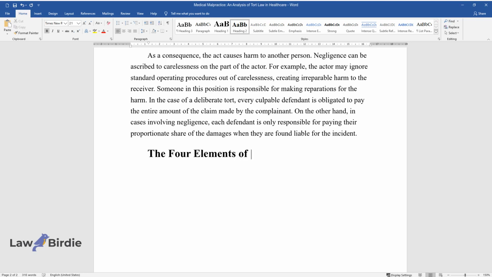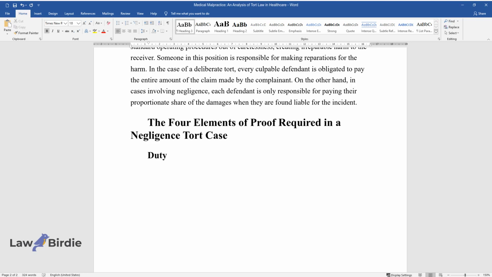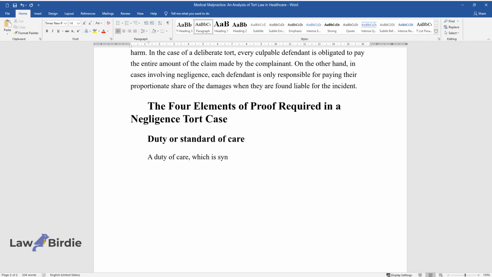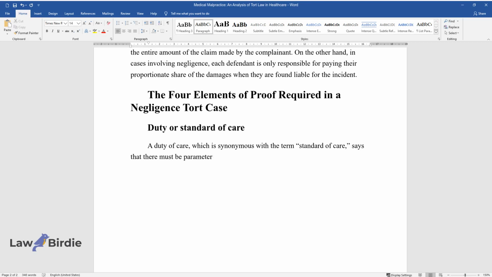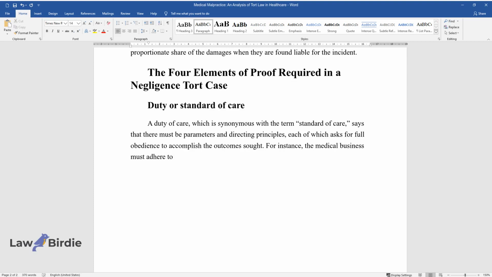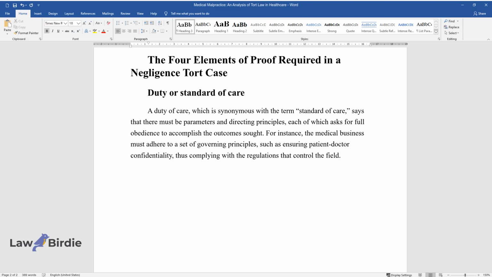The 4 elements of proof required in a negligence tort case. Duty or standard of care. A duty of care, which is synonymous with the term standard of care, says that there must be parameters and directing principles, each of which asks for full obedience to accomplish the outcome sought. For instance, the medical business must adhere to a set of governing principles, such as ensuring patient-doctor confidentiality, thus complying with the regulations that control the field.